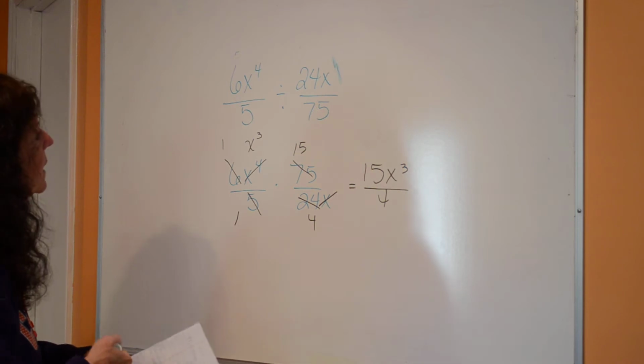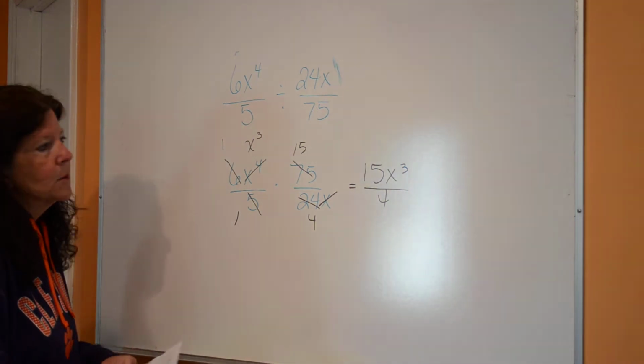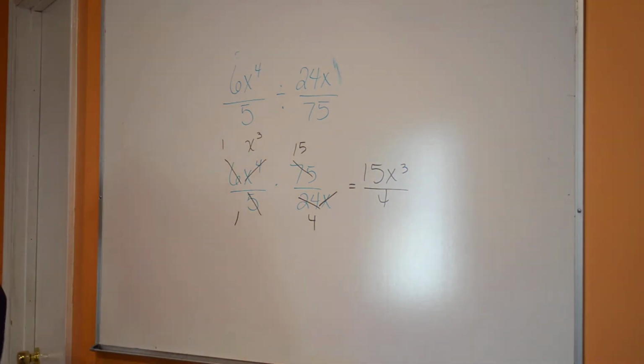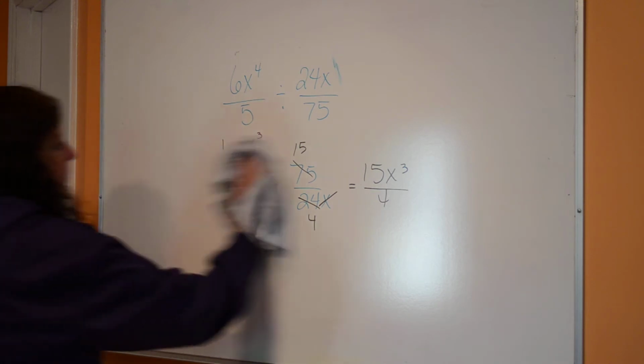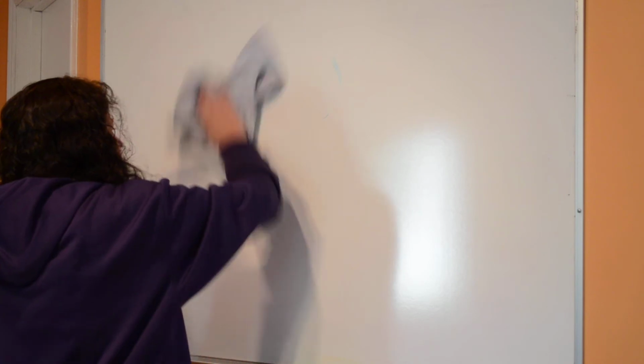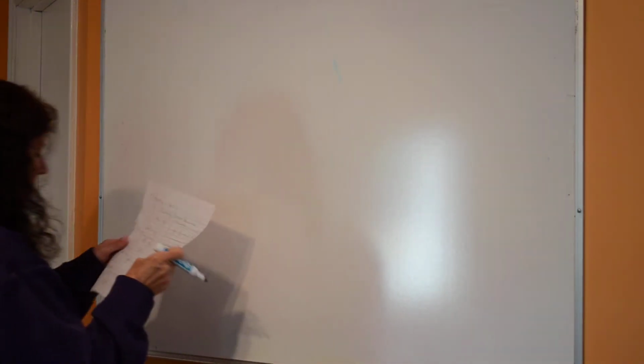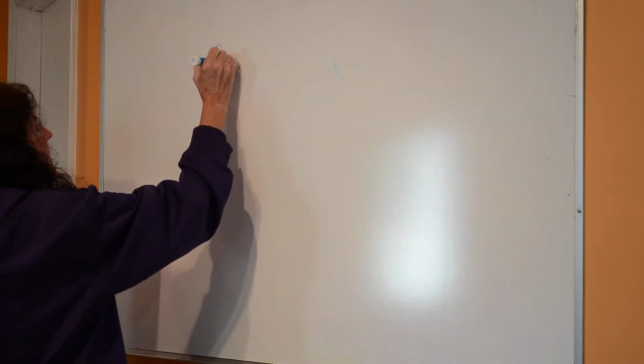All right, now these are all monomials, so now we're going to switch to binomials and still continue with our division. So a binomial problem might look like this.